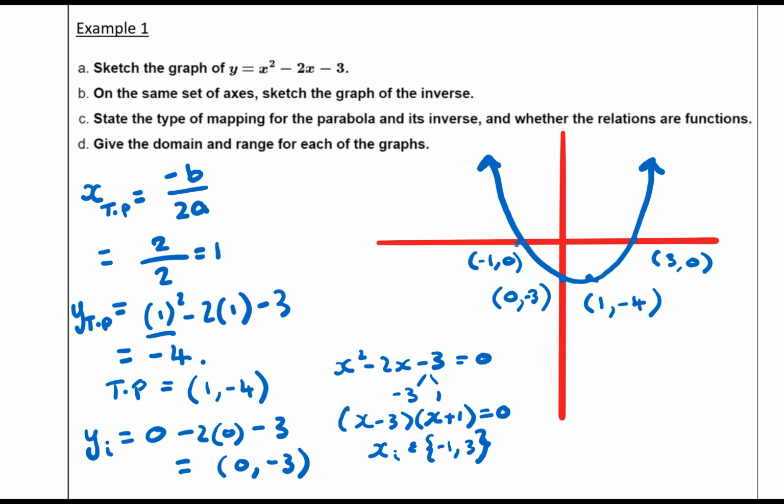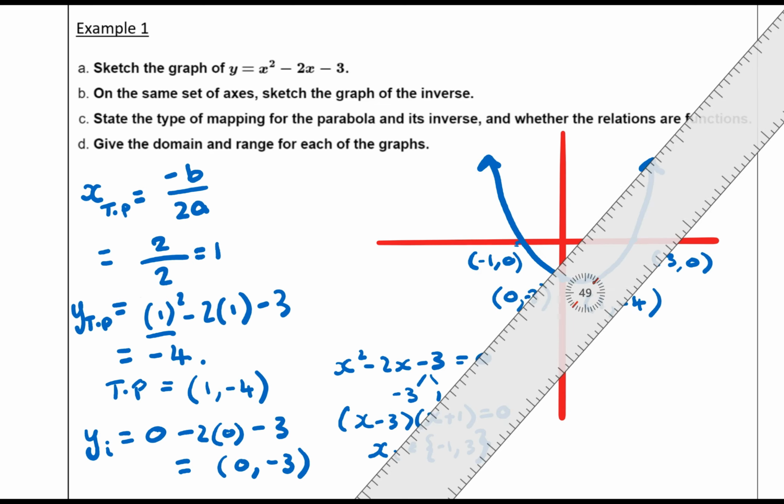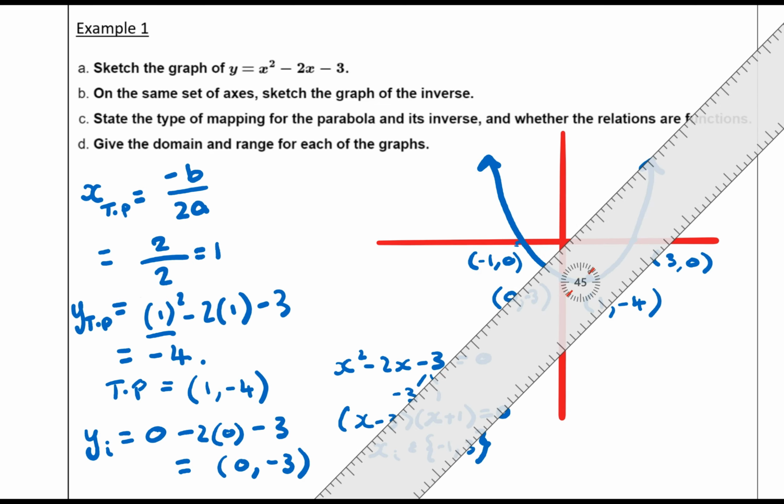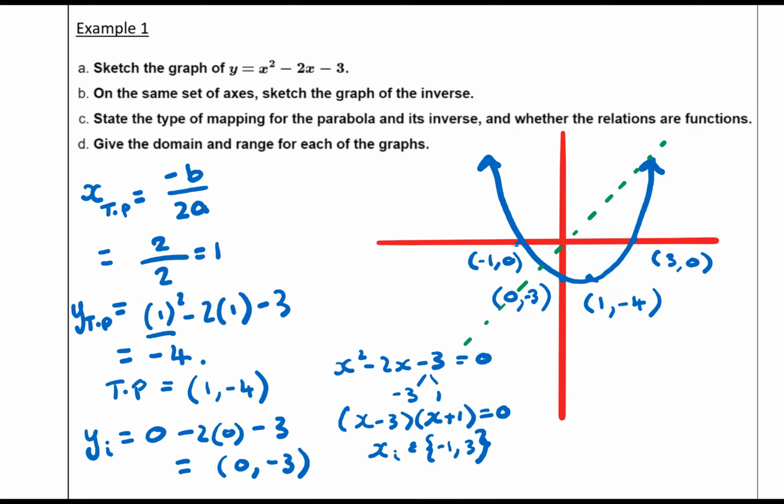Now we're asked, on the same set of axes, to sketch the graph of the inverse. Well, I know that the inverse is a reflection in the diagonal. If it is the line y equals x, then it will be on this 45 degrees. So to help me out, I can just draw a dotted line and call that dotted line y equals x. And if I rotate this image, instead of being a U, it's going to look a bit like a C. And so my graph looks a little bit like this.